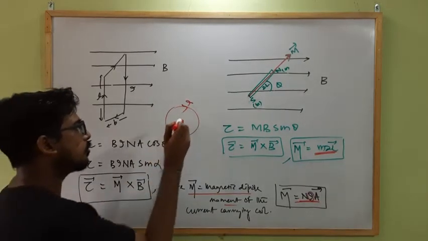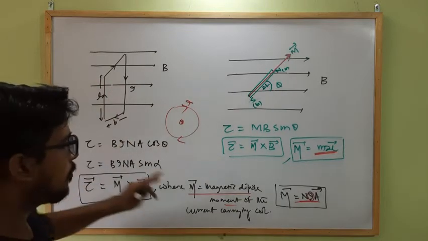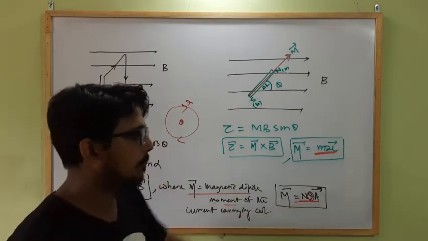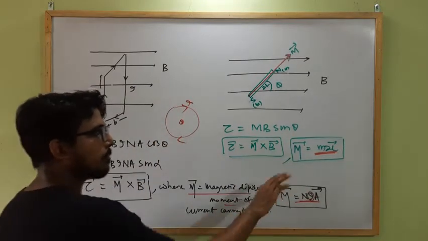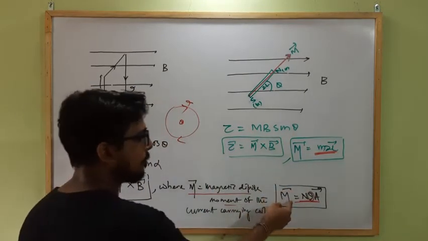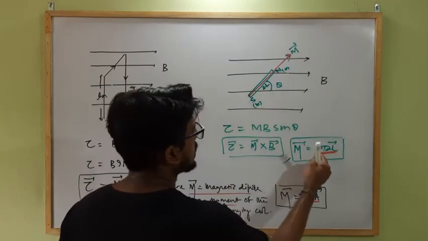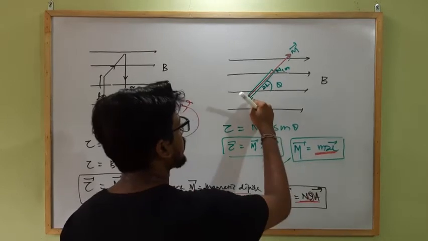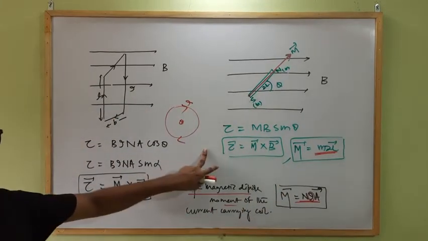So the dipole moment is south to north, so it will be into the plane. Clear? In a current carrying coil, the dipole moment is this much and its direction can be obtained by the direction of current. By curling the fingers along the direction of current, the thumb will show the direction of dipole moment. Clear? And in case of a bar magnet, the dipole moment is m into 2L vector, which is directed from south pole to north pole, but the torque acting on these two will be the same expression. Clear?